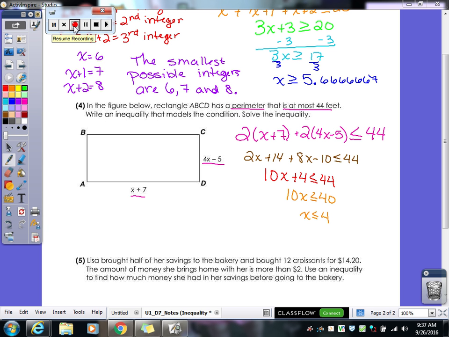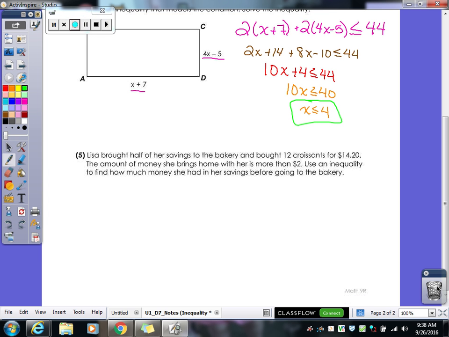Do we get x is less than or equal to 4? Yep. Now, did it tell us we had to actually figure out what the length and the width of the rectangle were? No. They just told us to solve the inequality. So we're done with that one. We don't have to do anything else with that. Now, if you did go ahead and figure out what those were, you certainly will not lose points. But you didn't have to for that one.